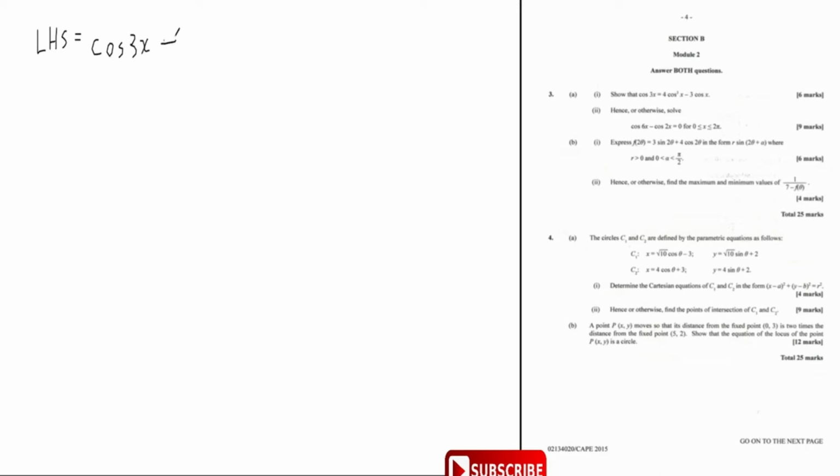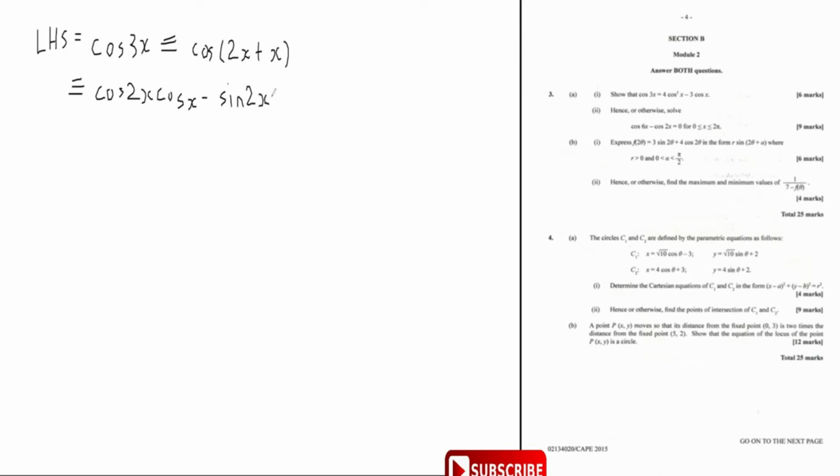Now, as we know, cos 3x is equal to, we can rewrite that as the cos of 2x plus x. But then we know the compound angle formula for this. Cos 2x plus x is given by cos 2x cos x minus sine 2x sine x.